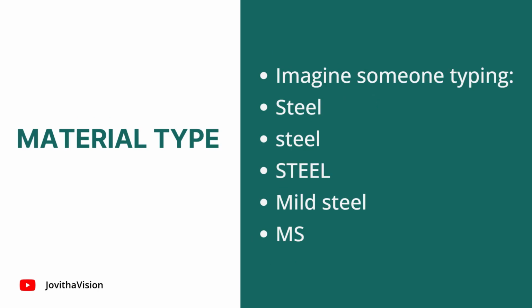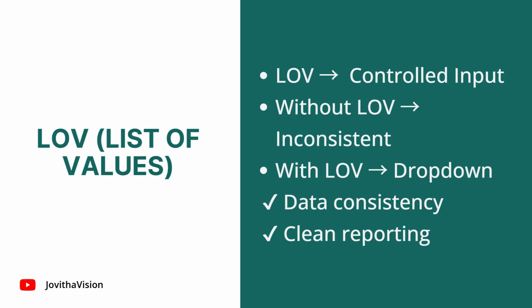Now, let me ask you this. If you have a property called material type, should users type anything they want? Imagine someone typing it in different ways. Now your reports become messy, right? To avoid that, Teamcenter uses something called a list of values, or LOV. An LOV defines a fixed set of allowed values. So instead of typing freely, users select from a drop down. This improves data consistency, reporting accuracy, and system reliability. So, LOVs are associated with properties in the data model.